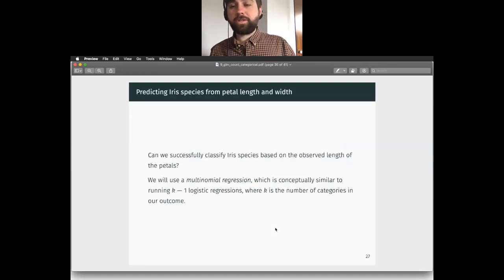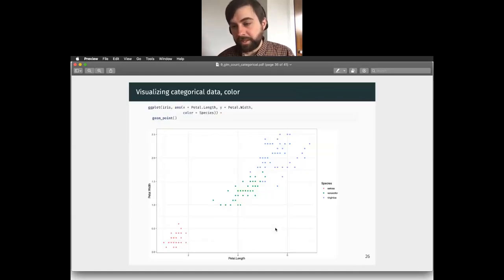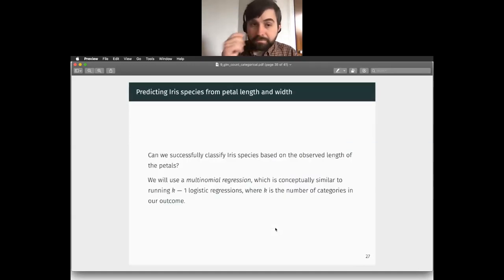So our research question here is, can we successfully classify the species of iris we're looking at based on the observed length of the petals, right? And I'm going to choose to only include one predictor here, observing that length and width are really highly correlated with each other. The correlation is over 0.9. So we don't gain much additional information by putting that other predictor in the model.